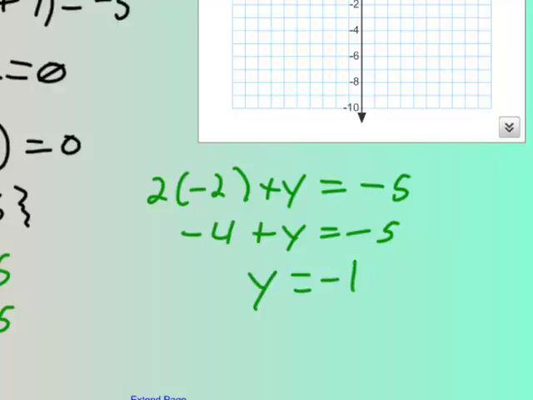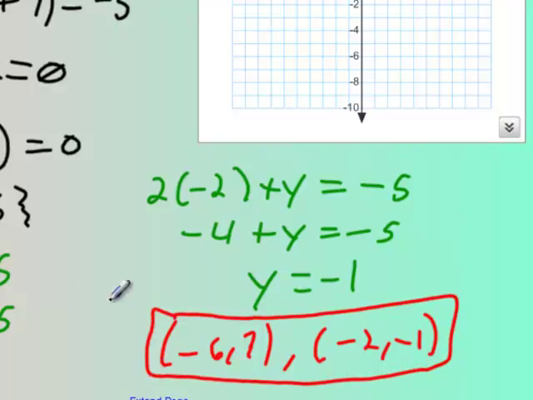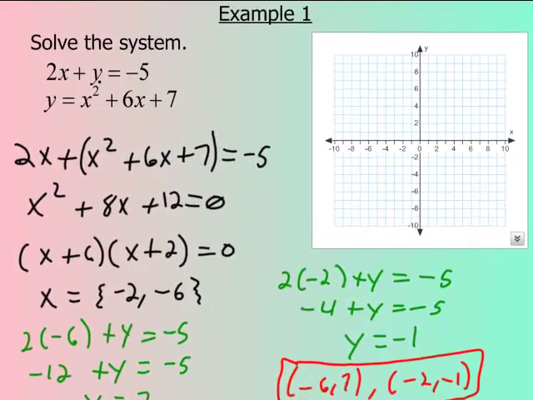So therefore my set of solutions is going to include (-6, 7) as well as (-2, -1). And that's really all I care about when solving, or what the intersection points are. But I'm going to go ahead and graph this just so you can see what this would look like.